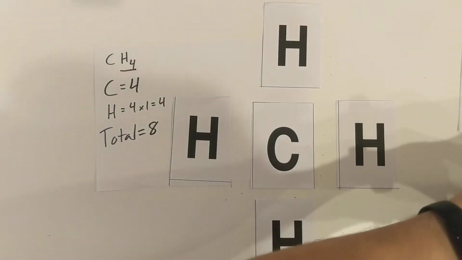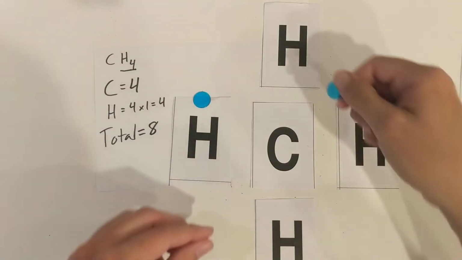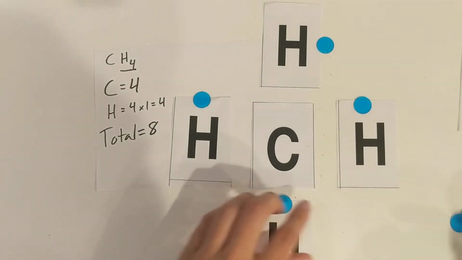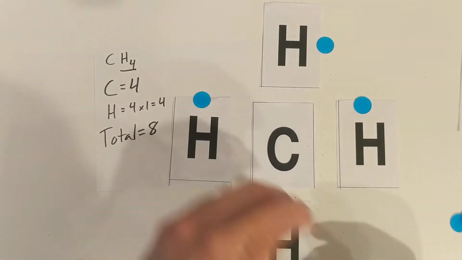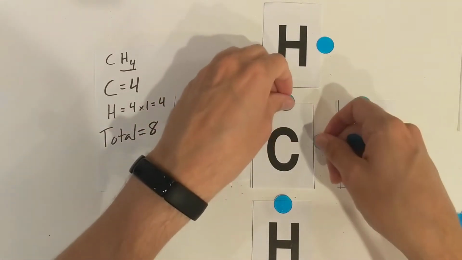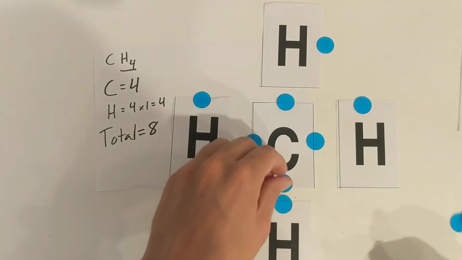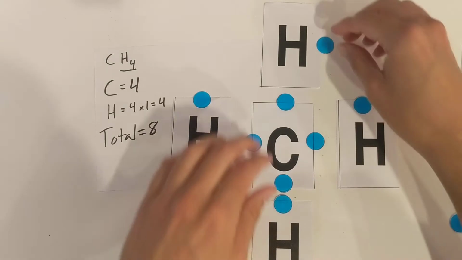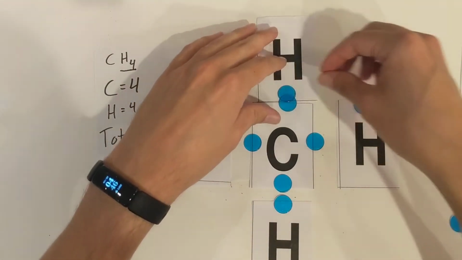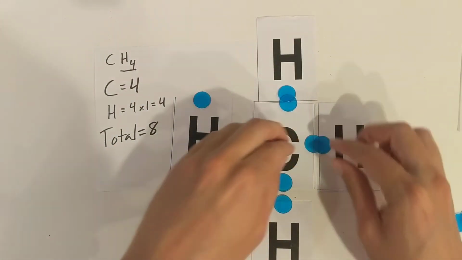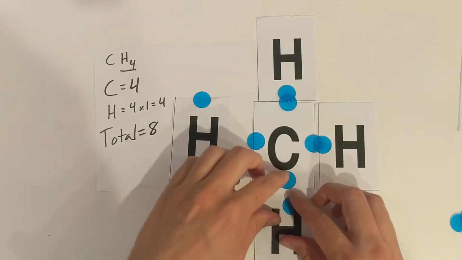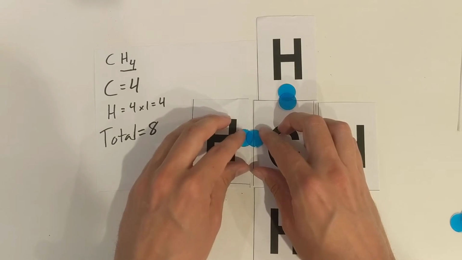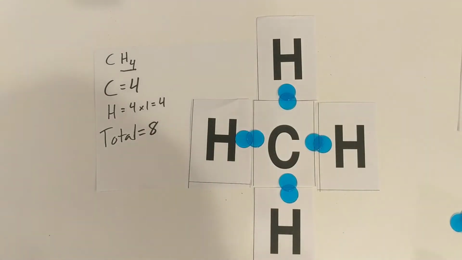And let's put our valence electrons on each one now. So 1 for each of the hydrogens. And 4 for the carbon. And we could always start by just making some single bonds here. So let's just single bond all our hydrogens on. Stick that one on, stick that one on this side, stick this one in here. Put that one right there. So we single bonded all our hydrogens.